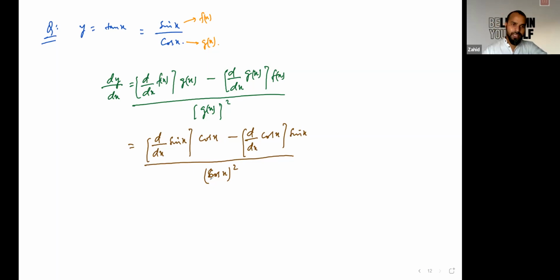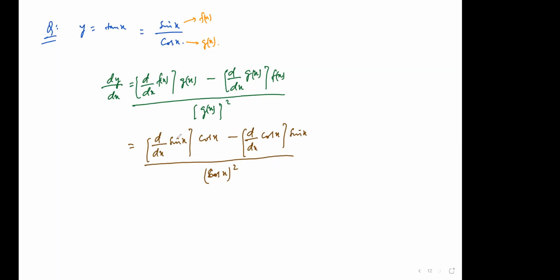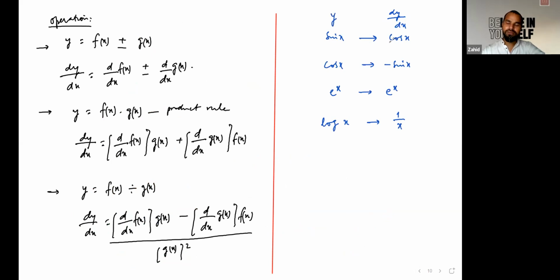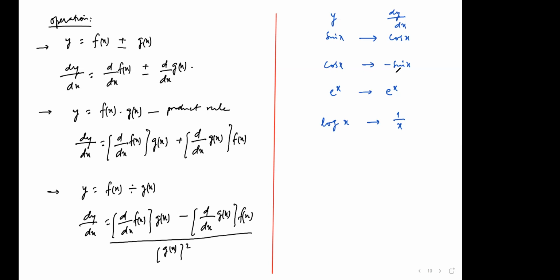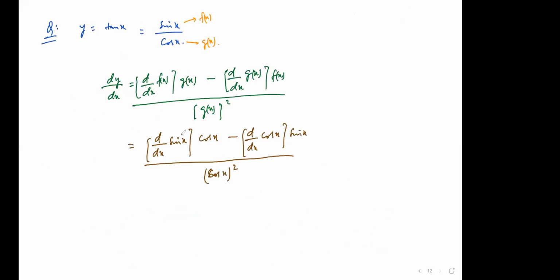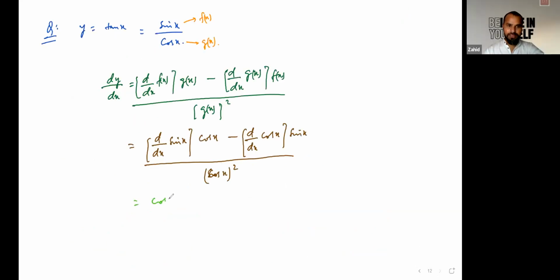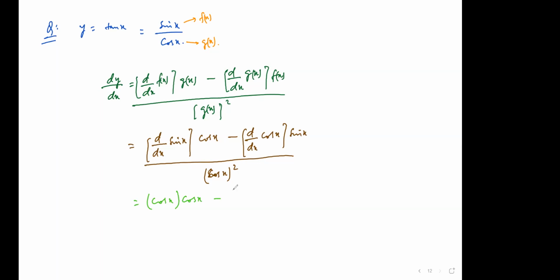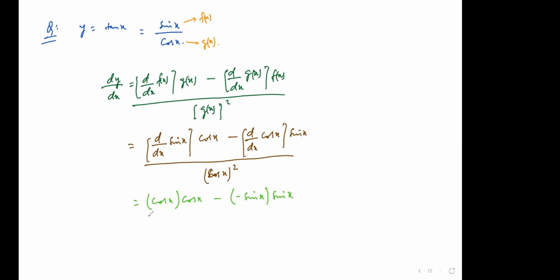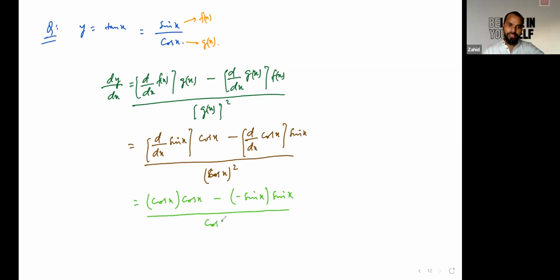Yes, sir. Now, this tells you the differentiation of sin x. So we have learned a relation: the differentiation of sin x is cos x and the differentiation of cos x is minus sin x. So just put the differentiation of sin x, which is cos x, multiplied by cos x, minus the differentiation of cos x, which is minus sin x, multiplied by sin x, whole divided by the square of the denominator. Is it clear?